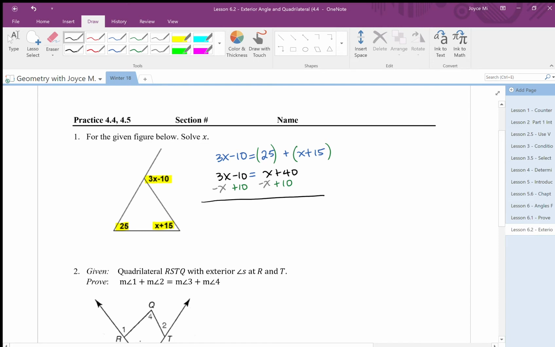Negative 10 plus 10 becomes 0, so it cancels. This is another 0. On the left-hand side, I have 3x plus a negative x, which is just 2x. On the right-hand side, 40 plus 10 gives me 50. Now divide both sides by 2, and I get 25. So x equals 25. We just solved it using exterior angles. So that's question 1. Now let's look at question 2.